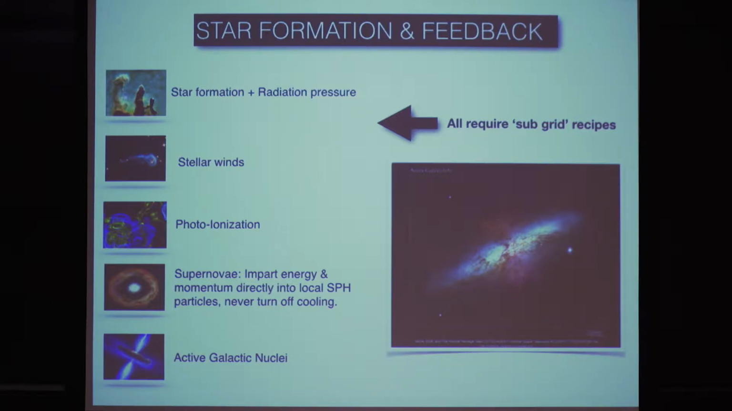You have radiation pressure, so you have radiation coming off of these, especially low-mass stars, that can push on gas and drive gas out. You have direct stellar winds. Stars have these winds where they're losing mass as well. You have photoionization that can heat gas. You have supernovae that can impart energy and momentum in, for example, local SPH particles. And then active galactic nuclei.